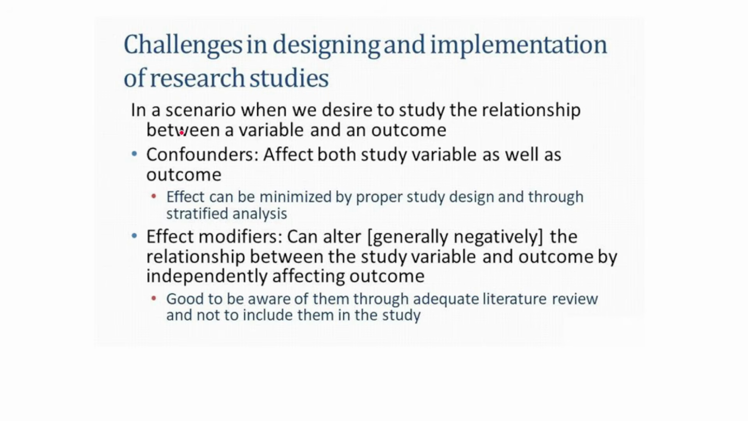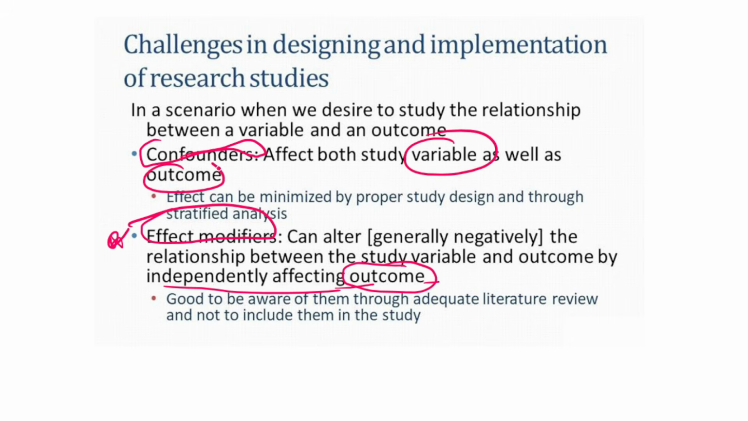Now let us once again revise regarding confounders and also the effect modifiers. In the effect modifiers it is clearly mentioned that it can alter the relationship between the study variable and outcome by independently affecting only the outcome. Please remember this point, independently affecting only the outcome is mentioned, so then it is effect modifiers. Whereas confounders affect both the variables as well as the outcomes.